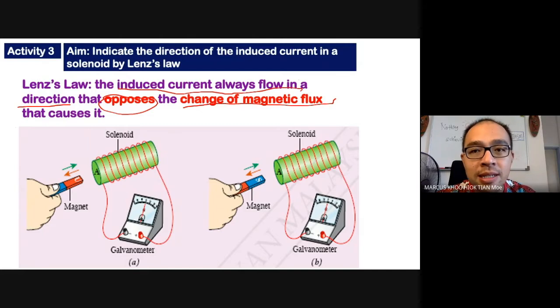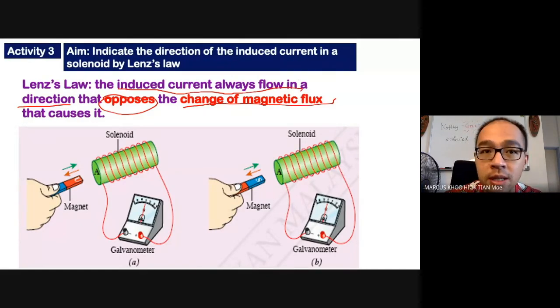Okay, Lenz's law is what we call the teenager's law. The teenager's law is whatever my parents say, I will always oppose it. Wow. Okay, not just teenagers, the rebel's law. Whatever anybody tells me to do, I will say no, I don't want. When somebody tells me not to do something, that's the thing that I will do. Okay, it's the rebel's law.